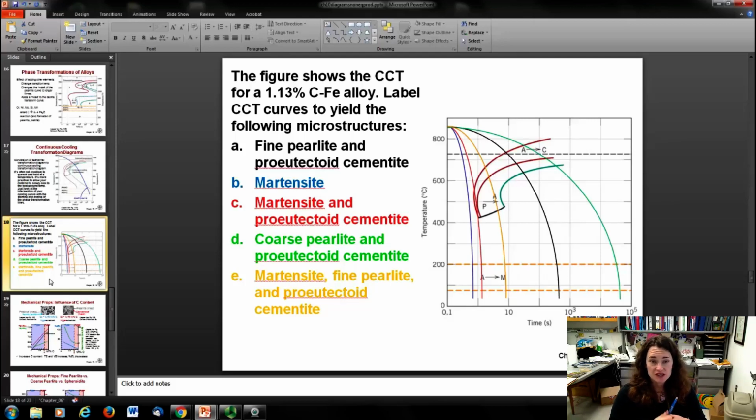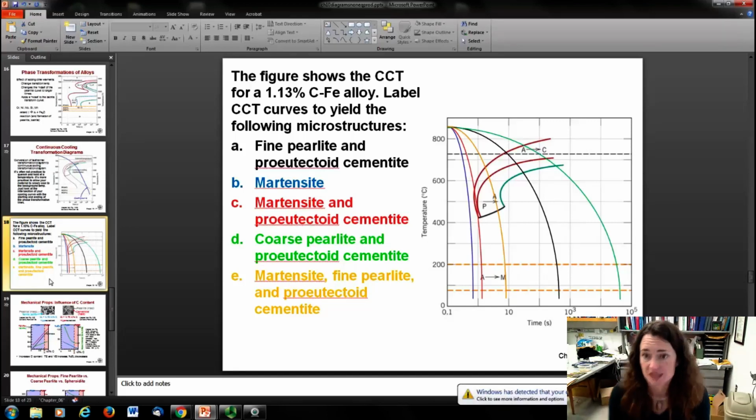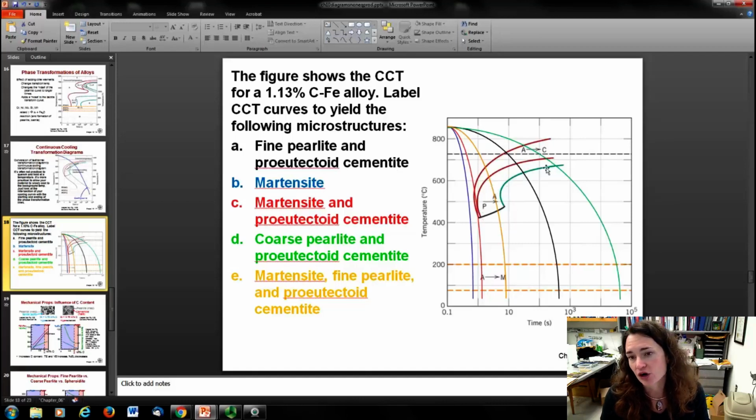So this figure shows a continuous cooling transformation diagram for a 1.13% carbon iron alloy. So label the curves to yield the following microstructures. So here, fine perlite and proeutectoid cementite. So here indicated on the drawing, it shows the transformation in brown here for austenite to the proeutectoid cementite particles. That sticks up above your eutectoid temperature here. So that's austenite to cementite. And then here the second little brown curve is when it starts forming perlite, okay? And then the green curve here is when it finishes that transformation to perlite.